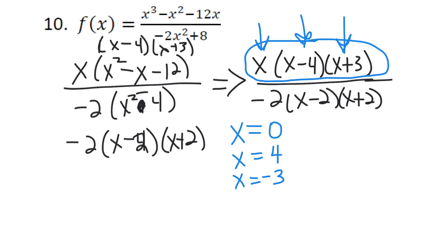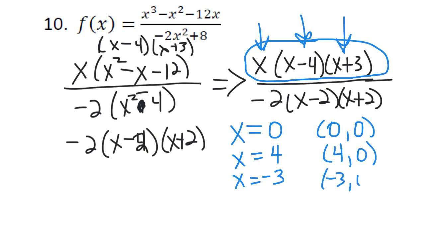So the way I'm going to write these x-intercepts is like this. I have an x-intercept at (0, 0). I have an x-intercept at (4, 0). And I have an x-intercept at (-3, 0). So make sure that you're writing these in the correct format for the answer that you're given.